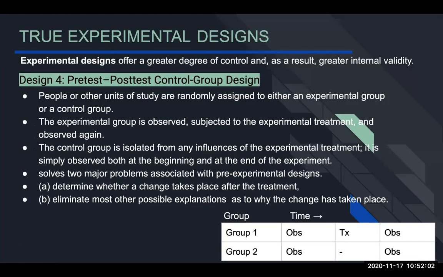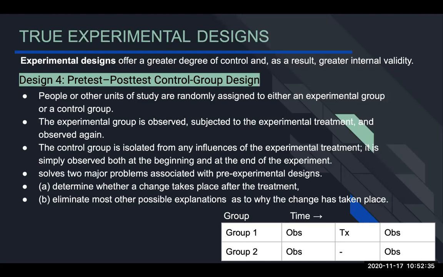So moving on, we'll be talking about the true experimental designs, which offer a greater degree of control and as a result greater internal validity. The first 3 or 4 designs we discussed shared one thing in common. People or other units of the study are randomly assigned to groups. So the fourth design is the pre-test, post-test control design.